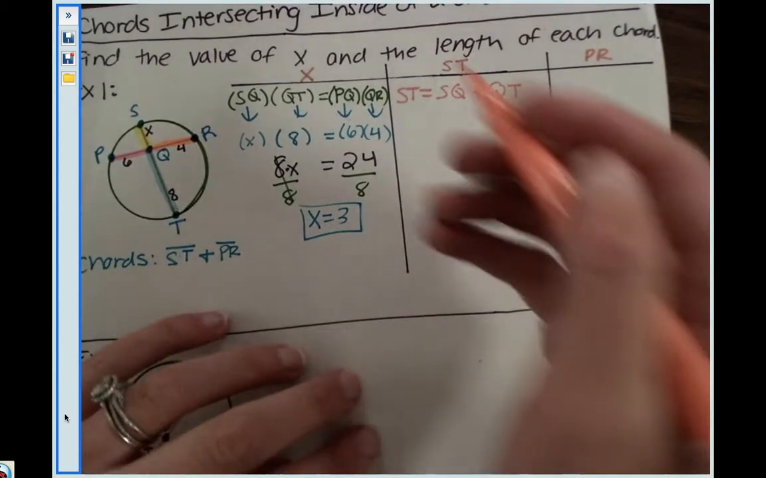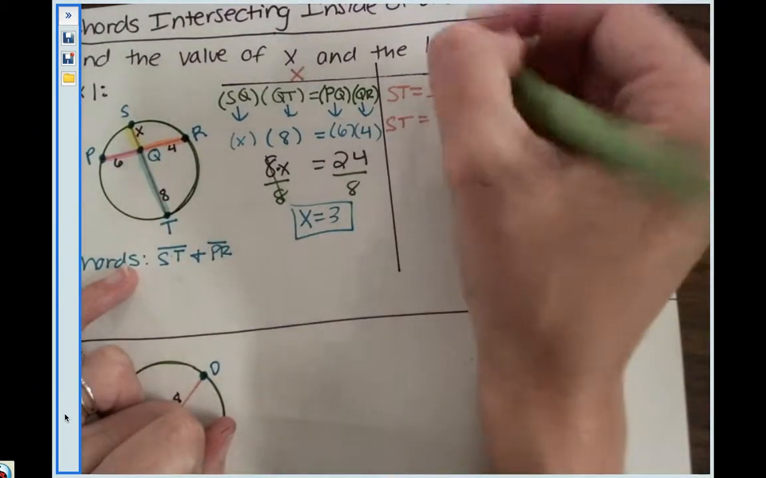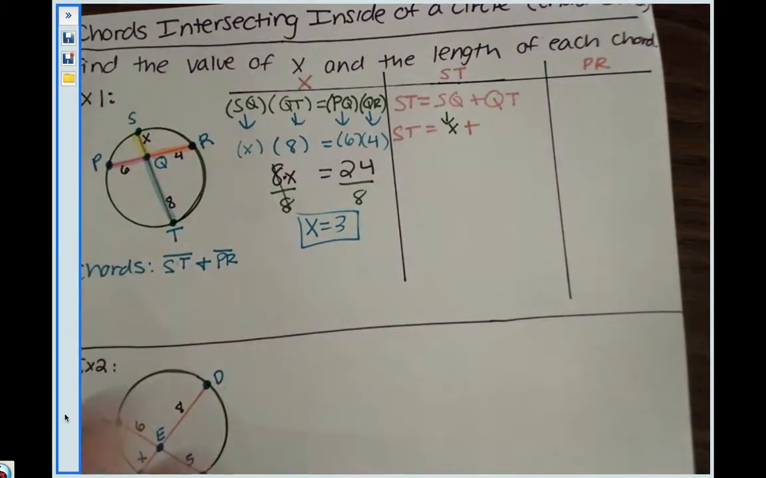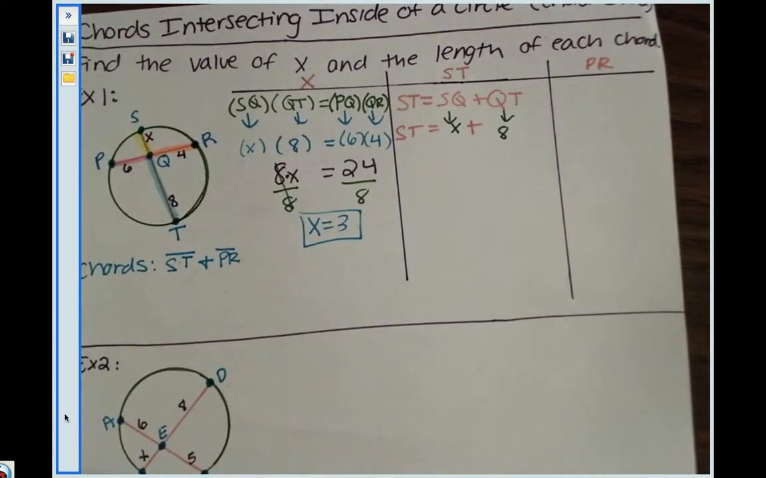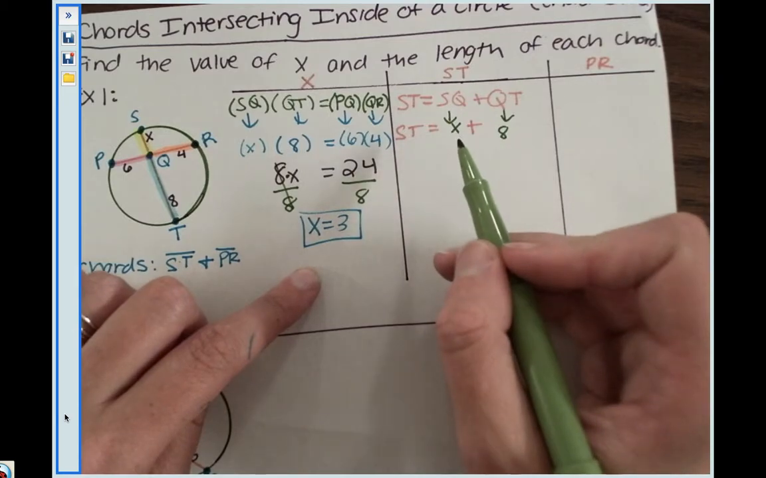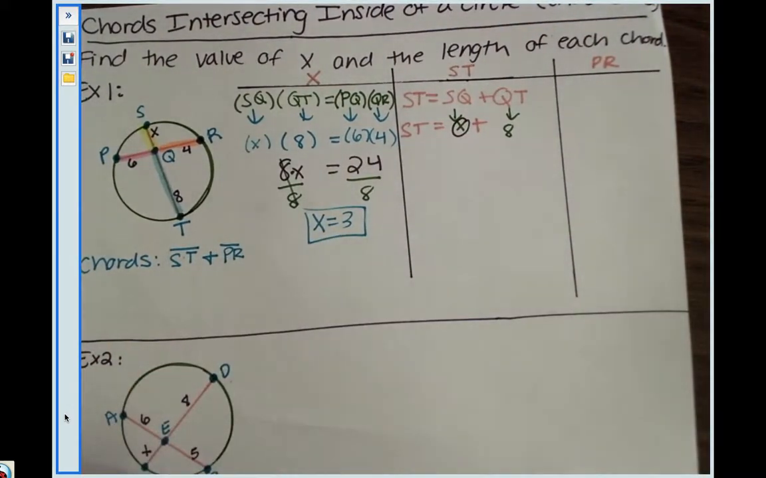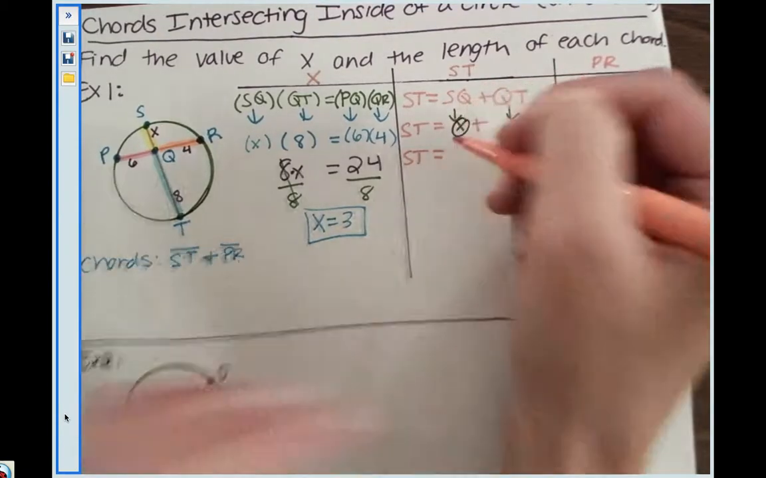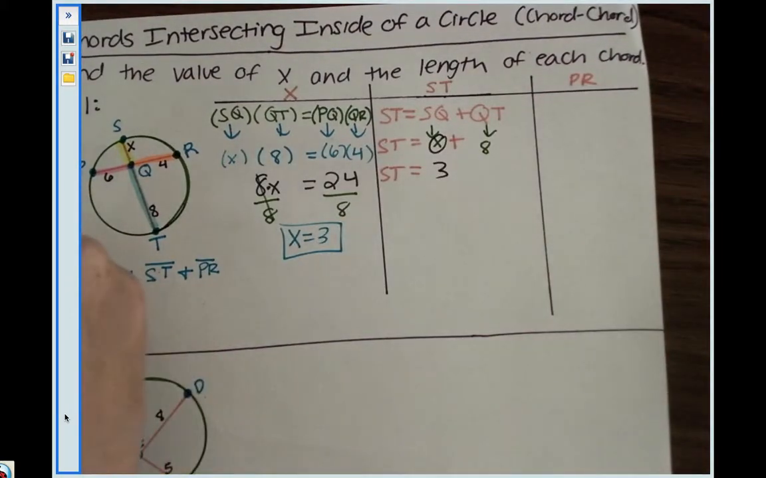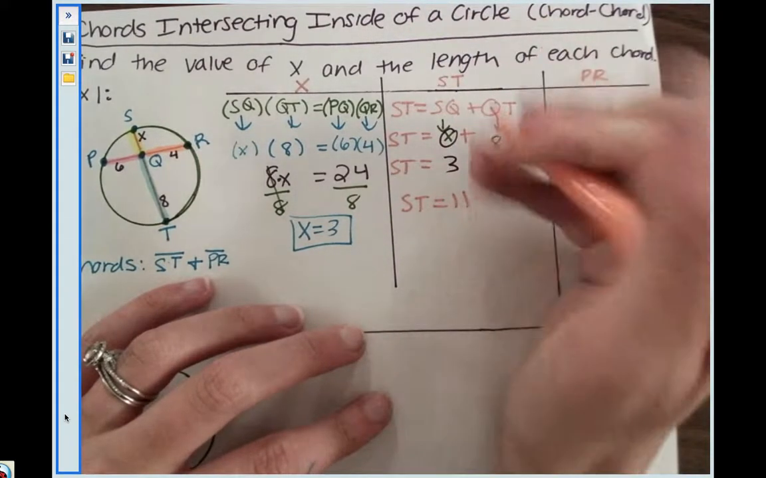So ST equals SQ. SQ is X, so I'm going to fill in X for that value, plus QT, which is 8. Now that I know that X is 3, how can I use that to help me find ST? I can substitute in that 3. So I'm going to replace my X with a 3 because that's what it equals. So ST equals 3 plus my 8. And 3 plus 8 gives me 11. So ST equals 11.